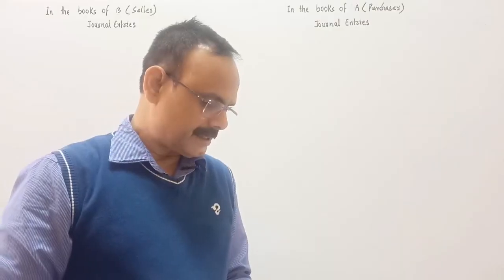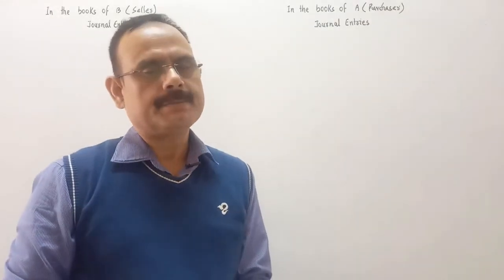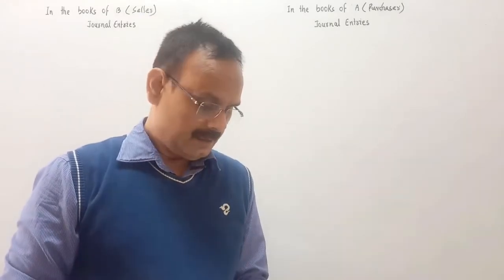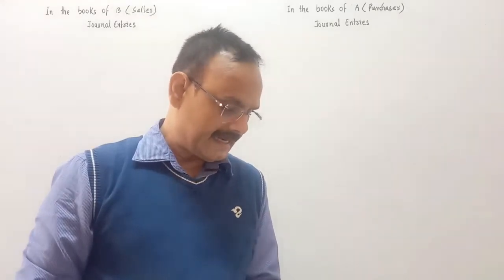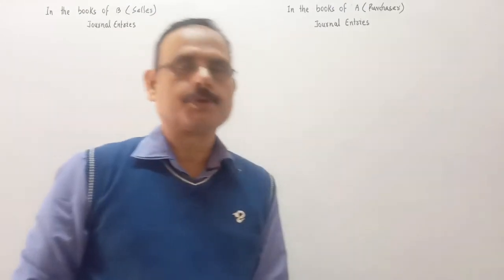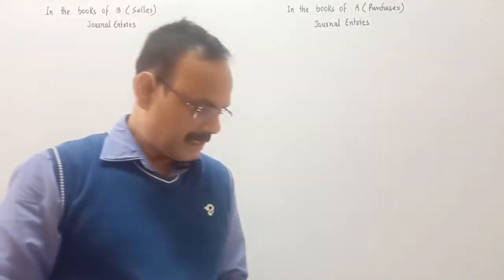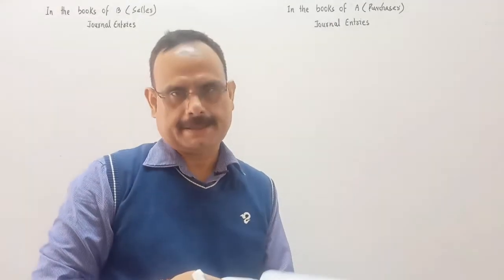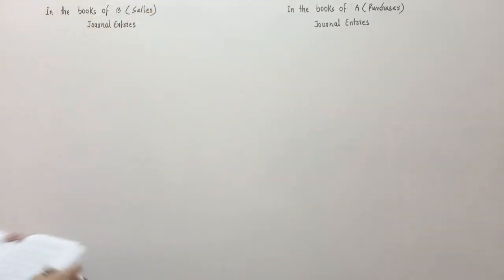Pass journal entries in the books of A, B and C, meaning drawee, drawer and endorsee. For the above transaction, prepare A's account and C's account in the books of B, B's account in the books of A, and also B's account in the books of C. So start with the books of B.